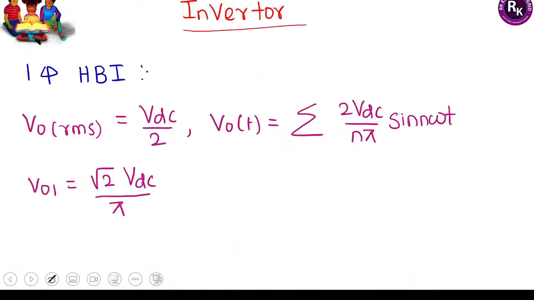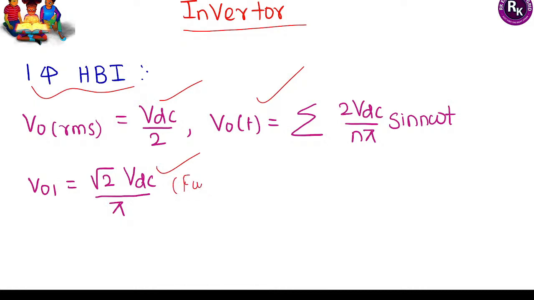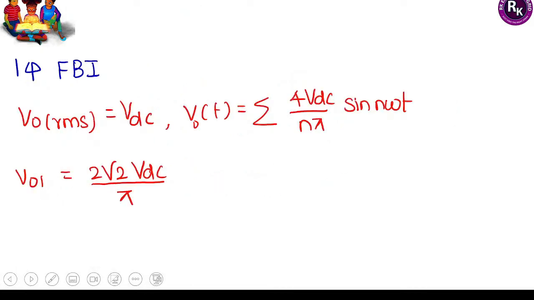Next, let us discuss inverters. In inverters, the first one is the single phase half bridge inverter. This is the formula for V naught RMS and the generalized expression for V naught of t including harmonics, and this is the fundamental output RMS. There is a difference between fundamental and output. I hope you all know about it. Let us discuss the single phase full bridge inverter: V naught RMS, output expression, fundamental output RMS.